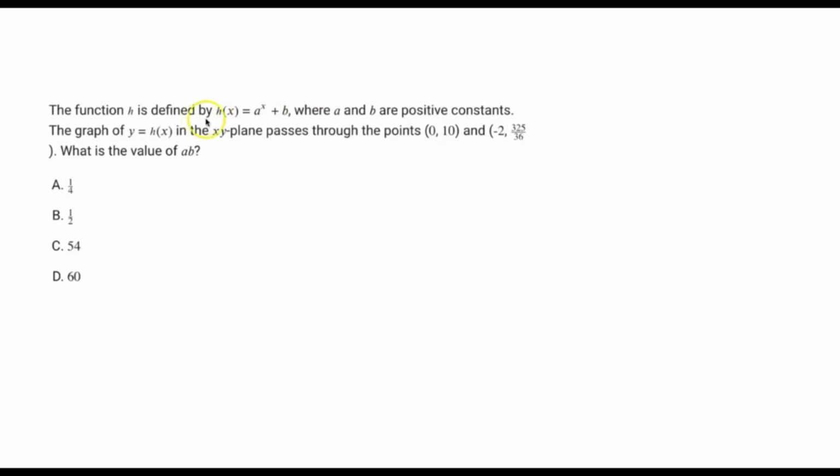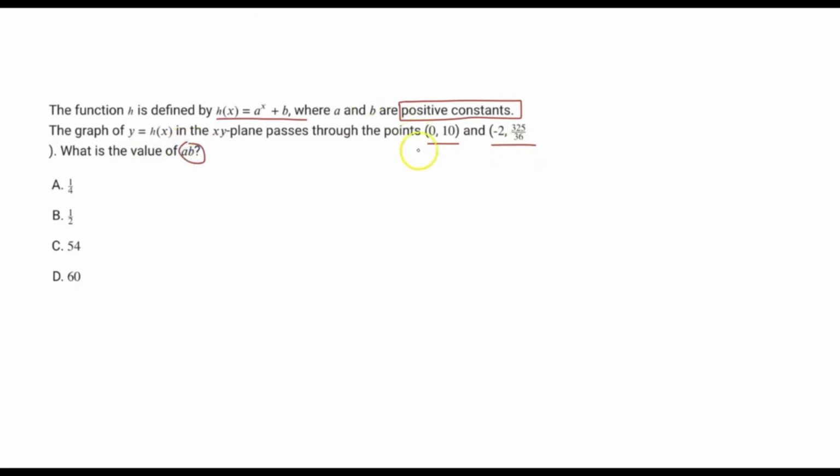Function h is defined by h of x equals a to the power of x plus b, where a and b are positive constants. All right, so let's just keep that in mind. The graph of y equals h of x in the xy plane passes through (0, 10) and (-2, 325/36). What is the value of a plus b?